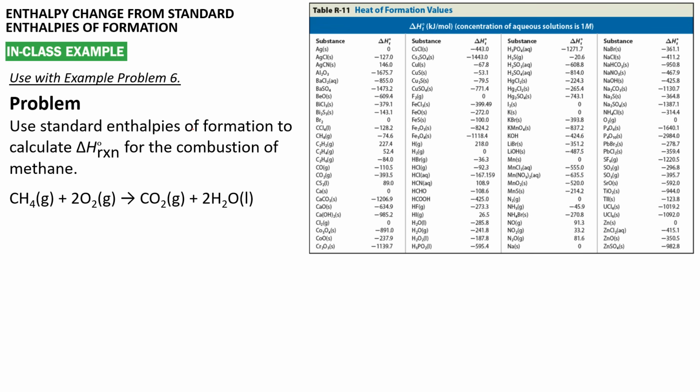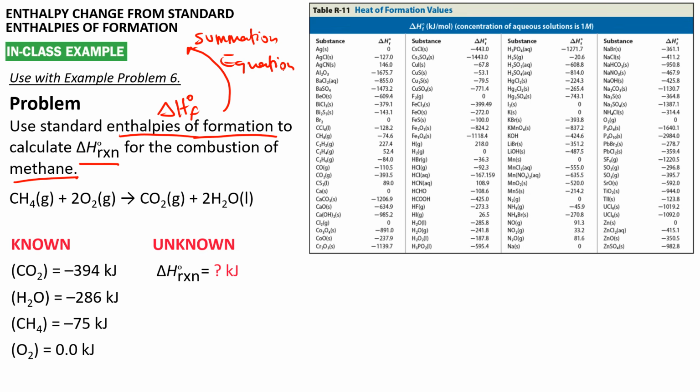Use the standard enthalpies of formation to calculate the delta H Rxn for the combustion of methane. So when they talk to you about the delta H formation, you know that you are going to use the summation equation. This is the reaction, guys, and we want to calculate the delta H Rxn, right? We don't know it.